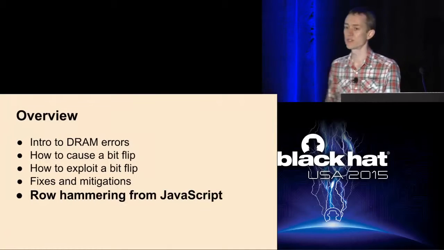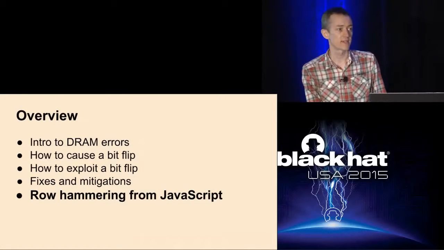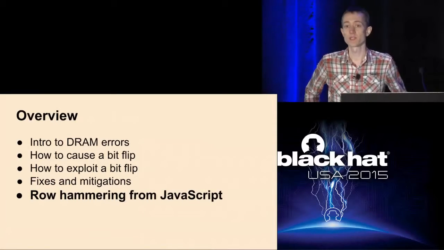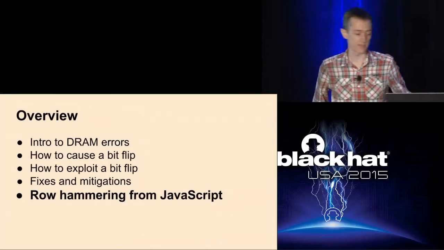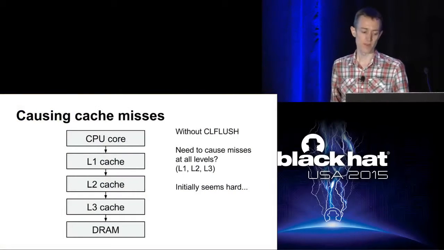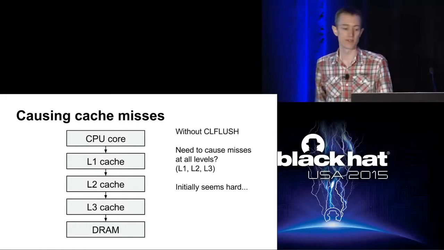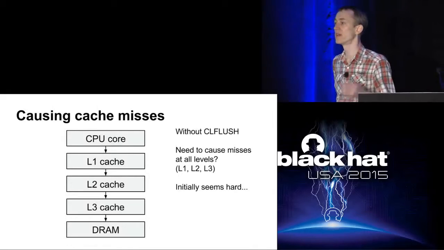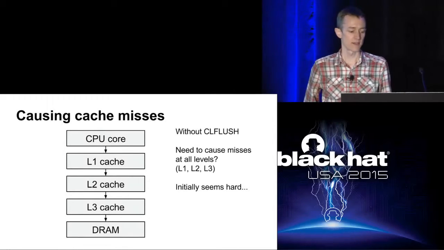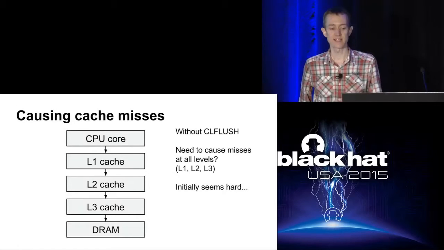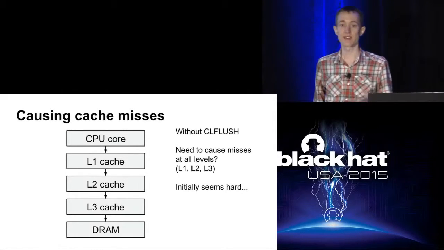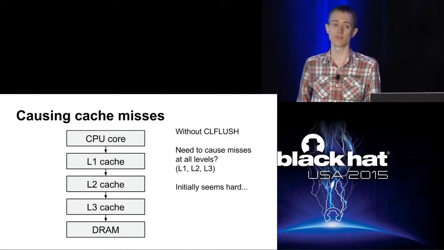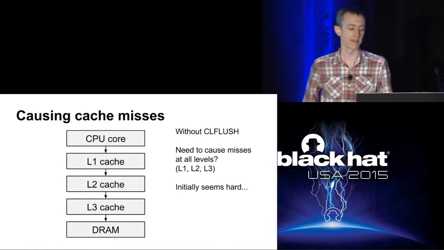So having talked about mitigations, I think it's going to become more interesting to see whether they're getting applied, because it's becoming more apparent that it's possible to do row hammering from JavaScript, which is the next section I'll talk about. Originally it seemed like this would be difficult to do because you can't use CLFLUSH from JavaScript. JavaScript will normally only do normal cached memory accesses. So you would need to find a pattern of accesses that can generate a high rate of cache misses. And initially it seems like you would have to figure out how to get cache misses at all of the cache levels, so L1, L2, and L3.